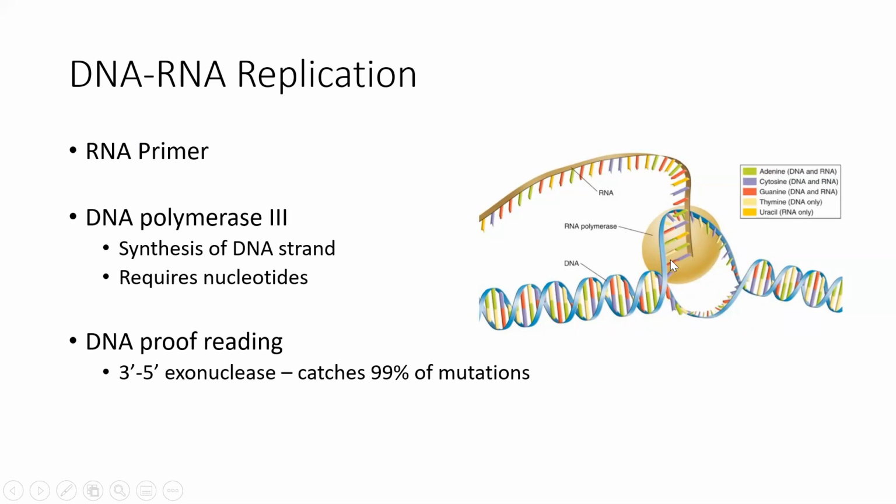Now, this does require initially an RNA primer, which is going to be at least a few pieces of this nucleotide. And then the DNA polymerase 3 is the enzyme that's responsible for actually synthesizing the DNA strand, and it does require nucleotides. And then we also do this proofreading, which is the 3' to 5' exonuclease. And this is going to basically be your spell check. So it's going to catch about 99% of those mutations if for whatever reason a complementary strand does not get attached. Again, this is a reminder here that thymine is DNA only and uracil is RNA only.